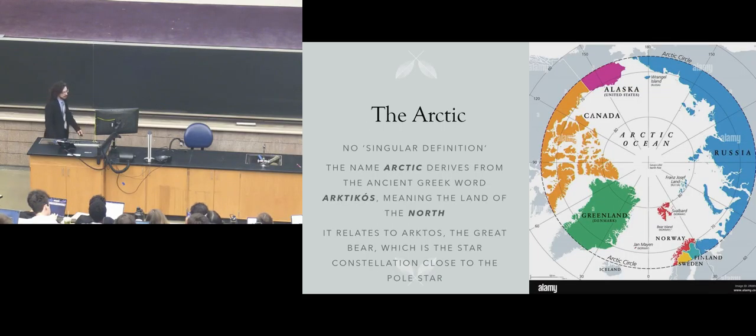Okay, so the Arctic, and there's going to be a bunch of maps, so get used to it. If you don't know the geography of the Arctic, you should definitely ensure that you have a basic mental image of what's going on by the end of the summer. There's not one definition. It is derived from an ancient Greek word, Arctikos, meaning the land of the north, and so it is at its most basic the high north, the areas above the line of latitude known as the Arctic Circle. It is named after a constellation that is basically the North Star, also known as the Big Dipper or Ursa Major.